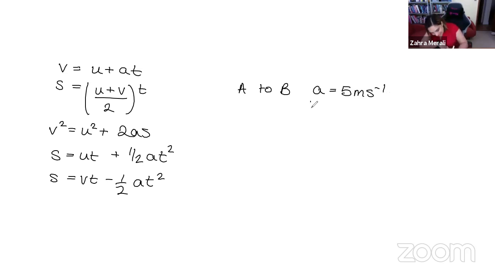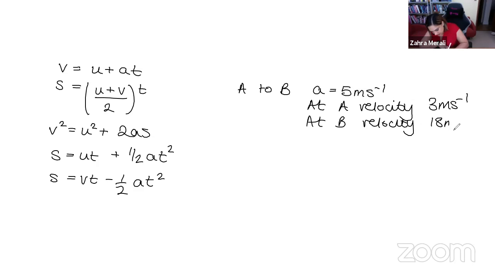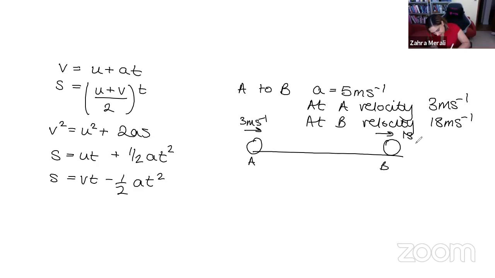They're saying at A, velocity is 3 meters per second. And at B, velocity is 18 meters per second. And what we're going to do is find the distance from A to B, or find out what we can from this information. So we're starting at A, and at A we're at 3 meters per second. We're going to B, and we're at 18 meters per second here.